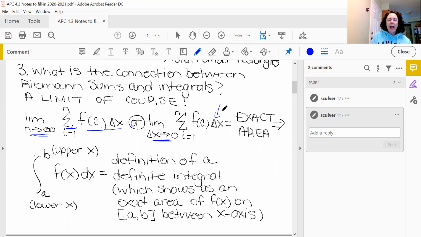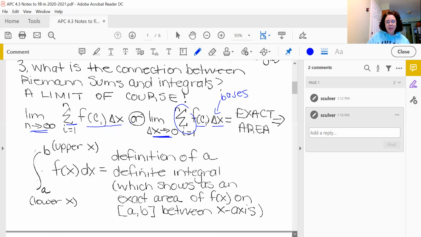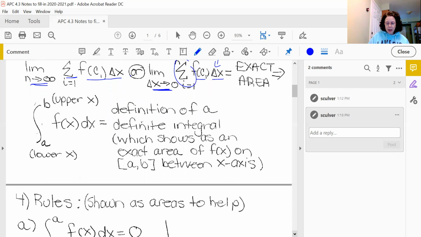Because the more rectangles you have in a given area, the smaller the bases become. The actual length of the base starts approaching 0. So the limit as delta x approaches 0 of this area of a rectangle added up will tend to give us the exact area. And that is the actual definition of what a definite integral is.